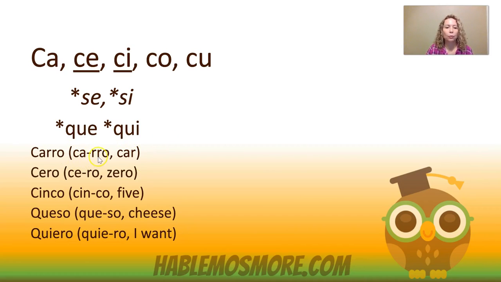Carro, strong sound, right? So carro, which means car. It's followed by an E here, so this is going to be the softer sound. Cero, which means 0. Followed by an I, so right here, this is the softer sound, but then when it's followed by an O, it's going to go back to the K sound, right? So cinco, which means 5.